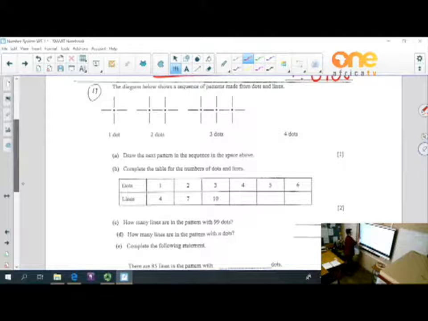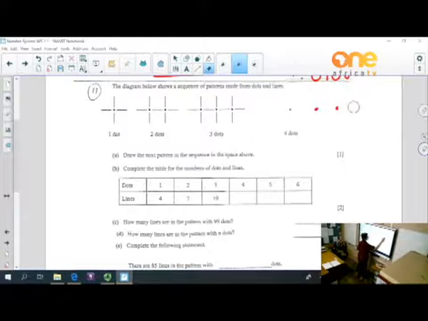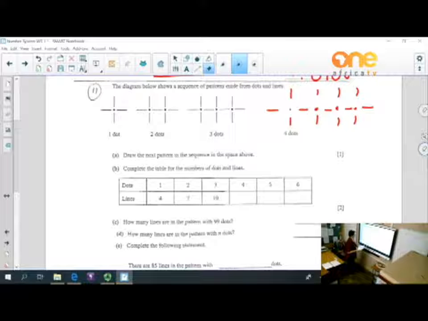Right, question 17. Sequences, geometric sequences, because we draw patterns. The diagram shows the sequence of dots and lines, and we have to draw the next one now there. So you'll have to draw it very nicely, not just a rough one. It must be very similar. So now I will have 1, 2, 3, 4 lines, and then also here. There's my shape.